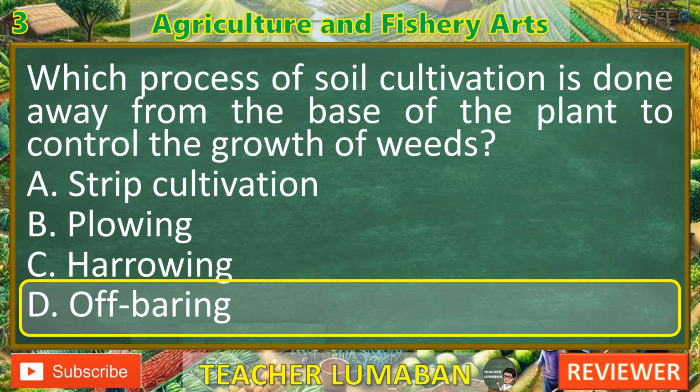C. Harrowing, this process involves breaking up and smoothing the soil after plowing. Harrowing helps in weed control by leveling the soil and removing smaller weeds, but it is not specific to working away from the base of the plant.